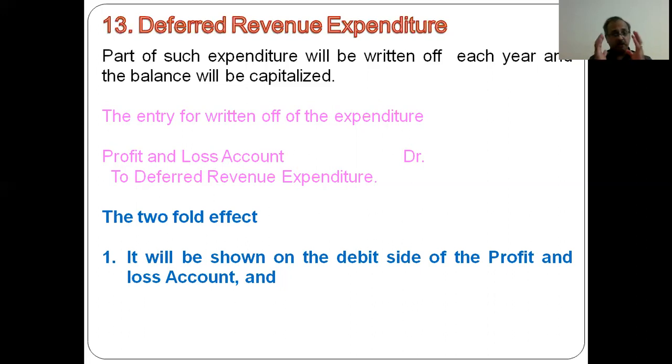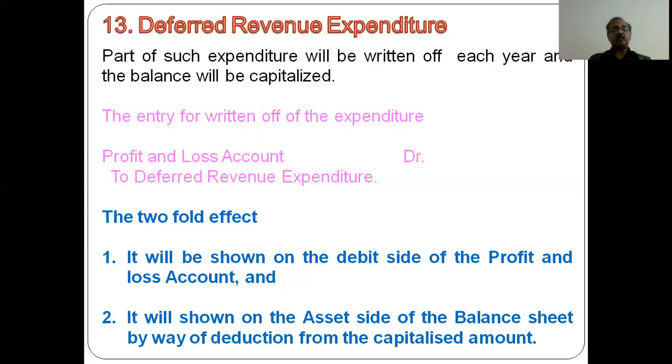Always remember that whatever portion of the total expenditure we charge every year, maybe 25% of the total expenditure, maybe 50%, maybe 20%, whatever portion we are charging, that portion will be debited in the P&L account every year. And the balance amount will be showing on the asset side of the balance sheet. The balance amount, or we can say the total amount minus whatever is already apportioned, whatever is already debited in the P&L account, will be showing on the asset side of the balance sheet by way of deduction from the capitalized amount.